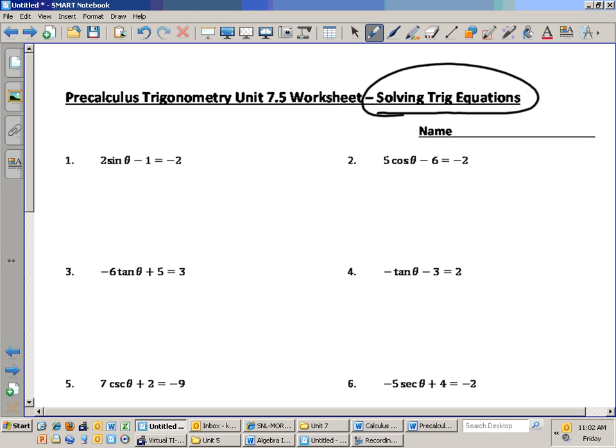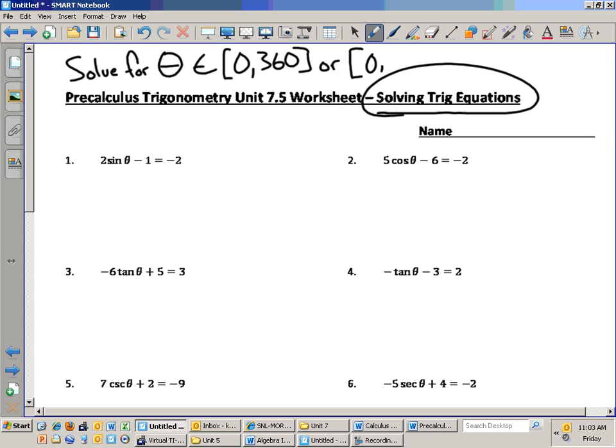We want to solve for theta, and there's an infinite number of solutions for theta. But more specifically, we want to solve for theta in, that's the symbol for in, so we just want to find between 0 and 360 or 0 and 2 pi. We're going to work with degrees. It's going to be a lot easier for you guys today. So that's all we want to do.